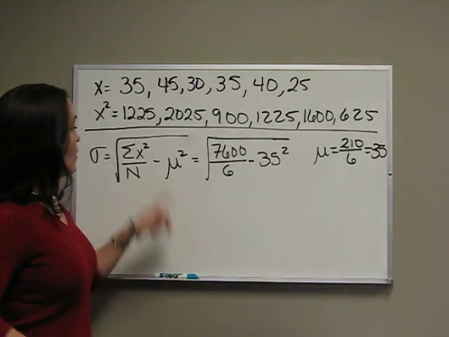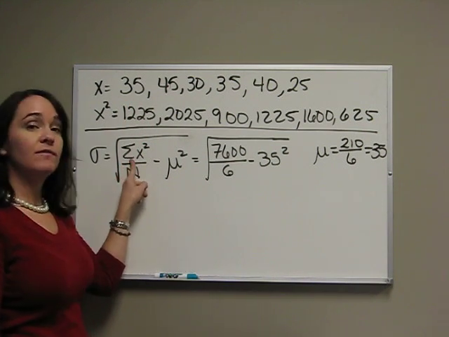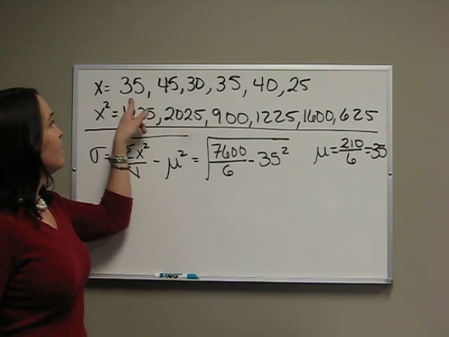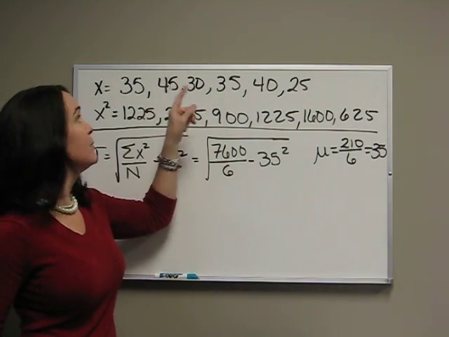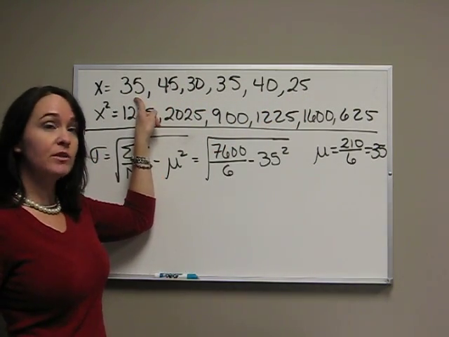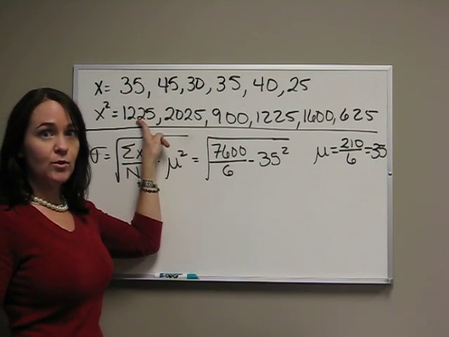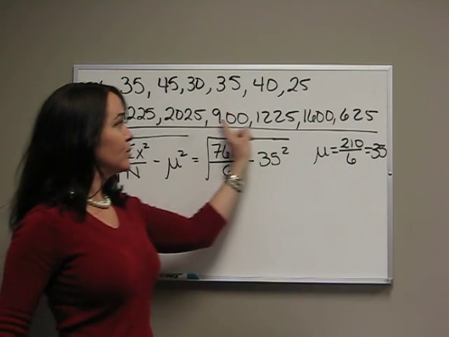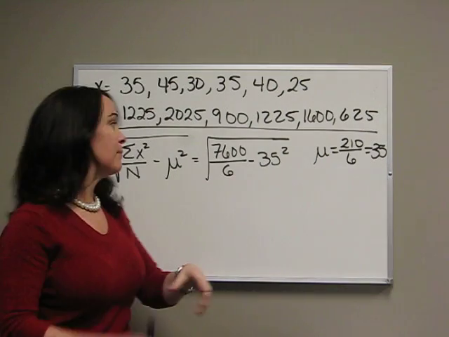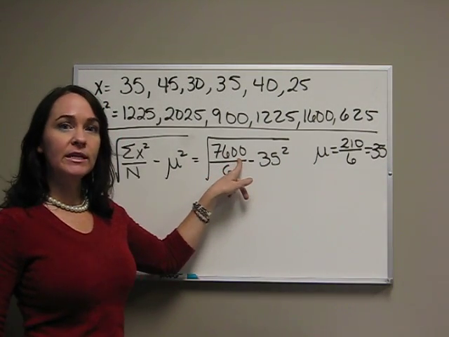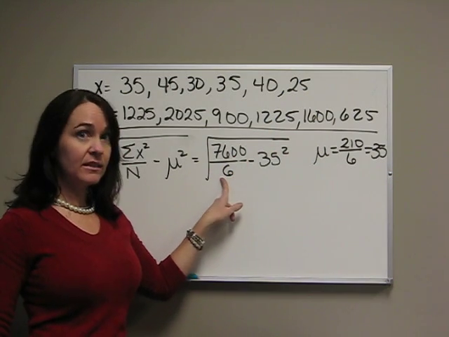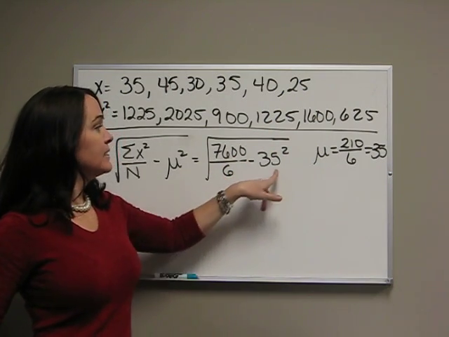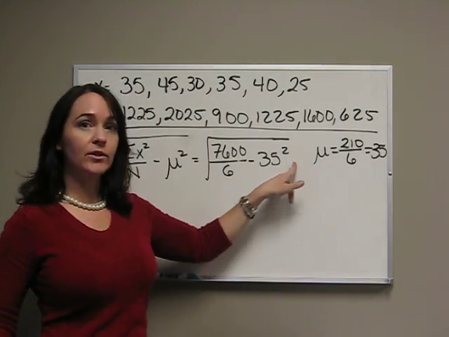Alright, so first we need summation of x squared. Remember, just like sample standard deviation, we square each of these first row of numbers. So 35 times 35 is 1,225. Then, once we square all the numbers, we add them up. When you add them up, you should get 7,600. And there are 6 numbers, minus the mean squared.